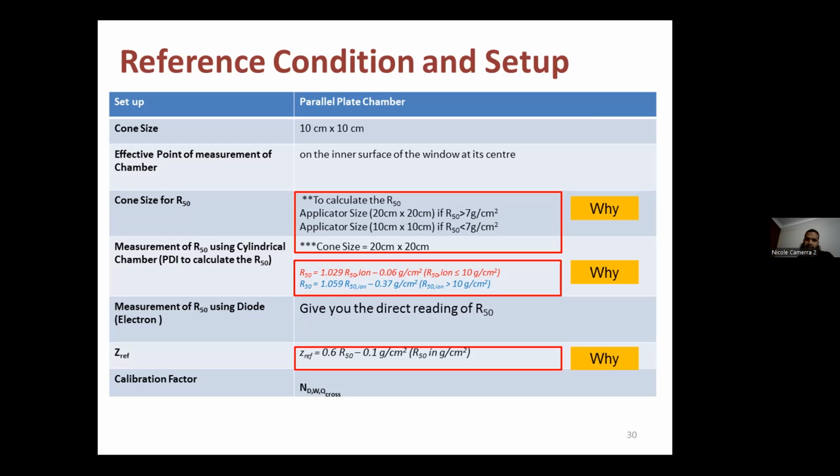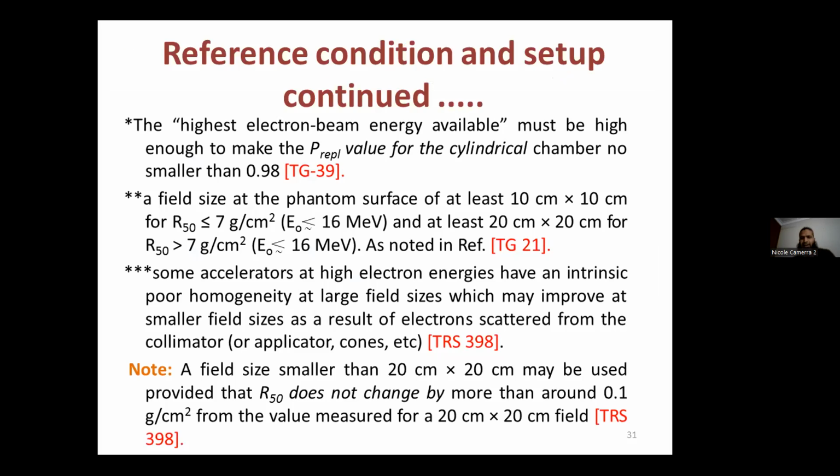Okay. And do you know why we have to do it at ZREF? There is detailed information actually in TRS 398 if you read through chapter number 7, I think, which is electron dosimetry. I'm giving you a hint. I'm not giving you all the answer. The reason is behind it because you have to go and read it. If I tell you now, you will forget in a few days. But if you open the book and read it, you never forget.